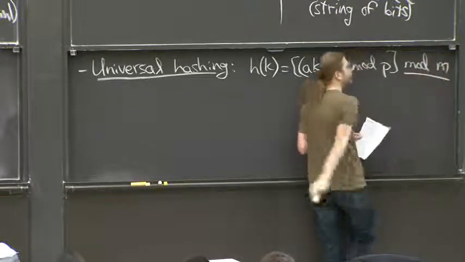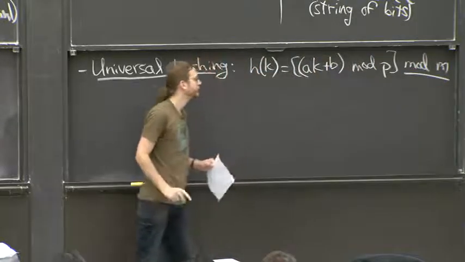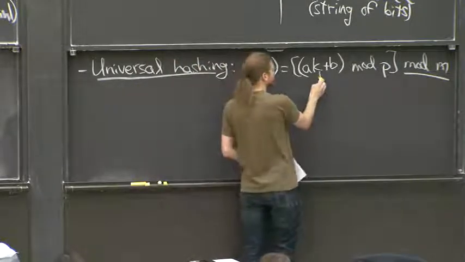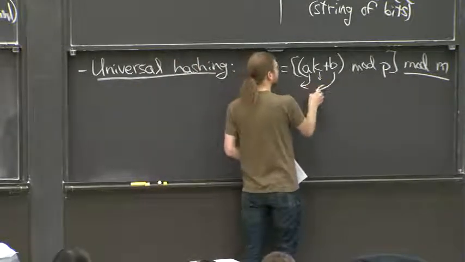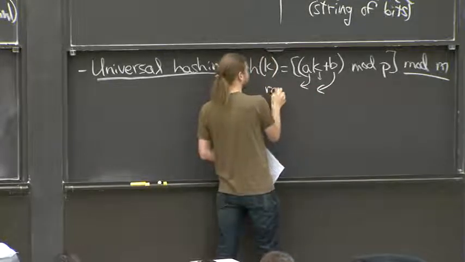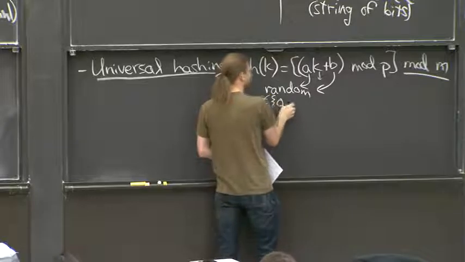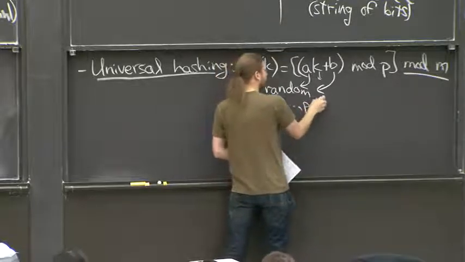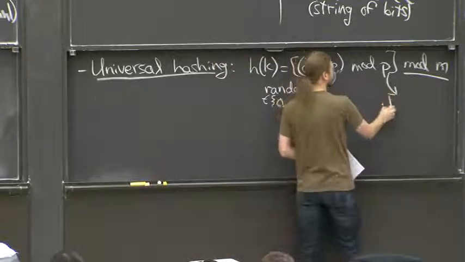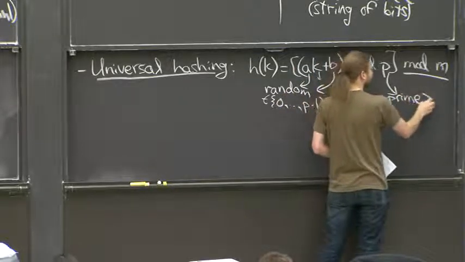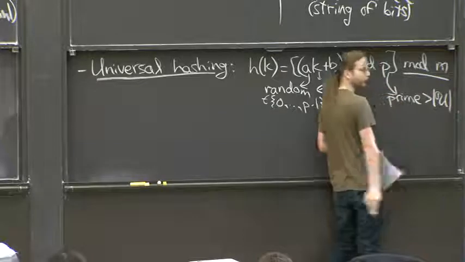OK, we see a mod m on the outside. That's just the division method, just to make the number between 0 and m minus 1. Here's our key. And then there's these numbers a and b. These are going to be random numbers between 0 and p minus 1. What's p? A prime number, bigger than the size of the universe. So it's a big prime number.